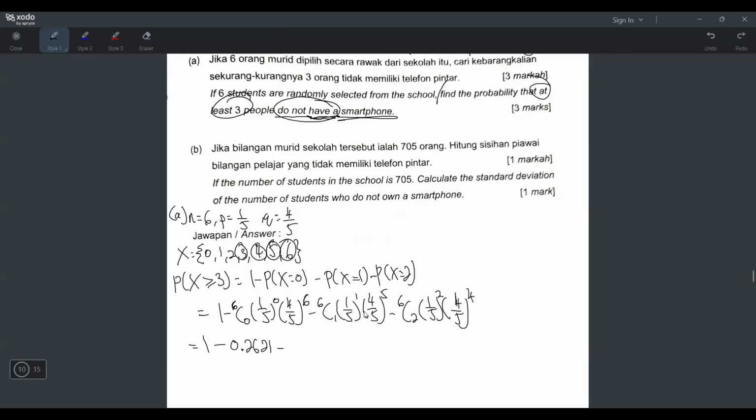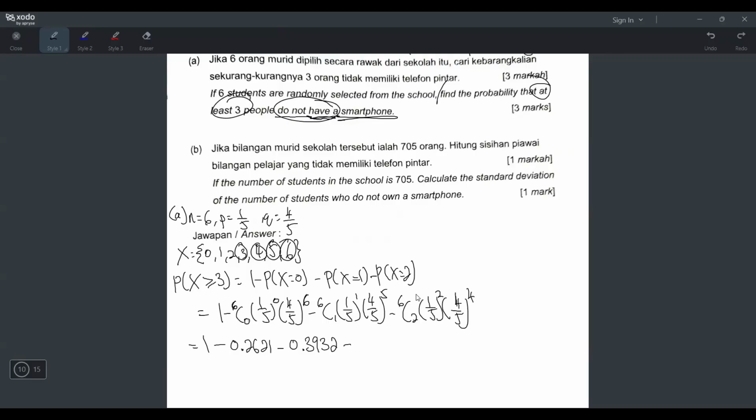So that's all. For this one, let's press 6 times 1 over 5 times bracket 4 over 5 power 5. My calculator gives me 0.3932, so just write 0.3932. And then the last part, 6C2 times 1 over 5 power 2, which is 1 over 25, and then times 4 over 5 power 4.